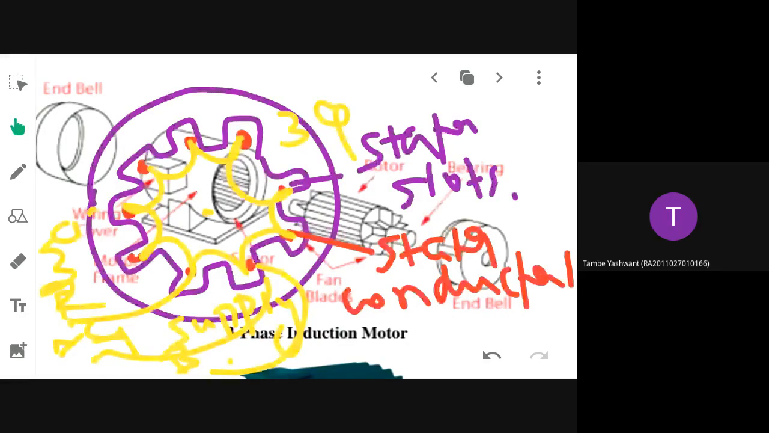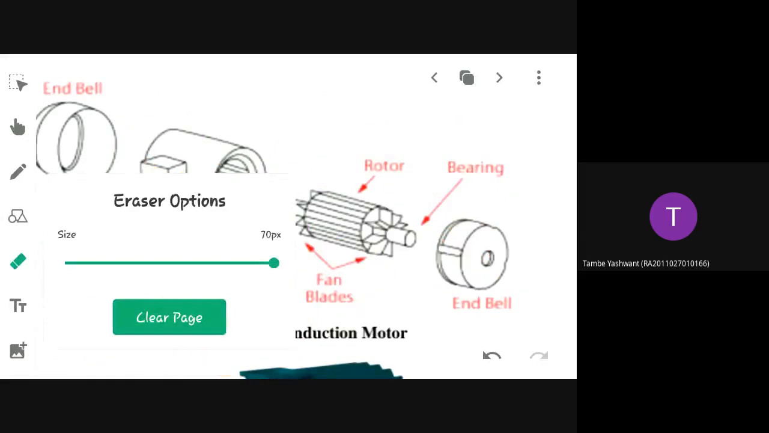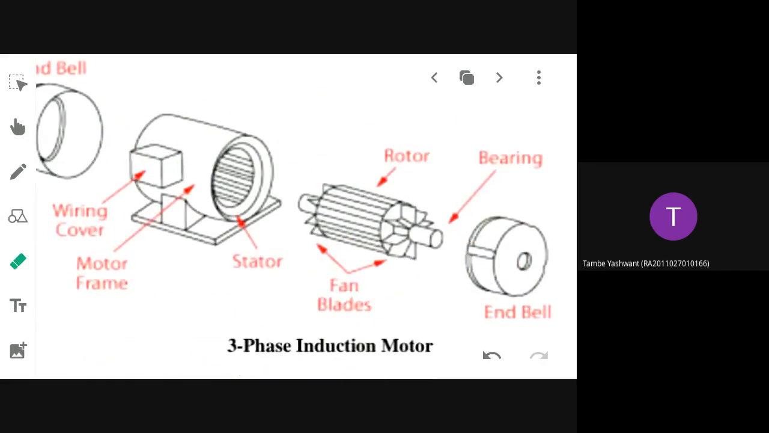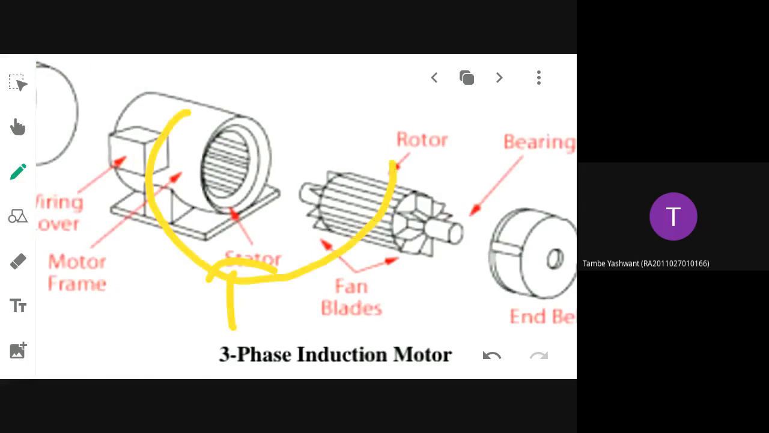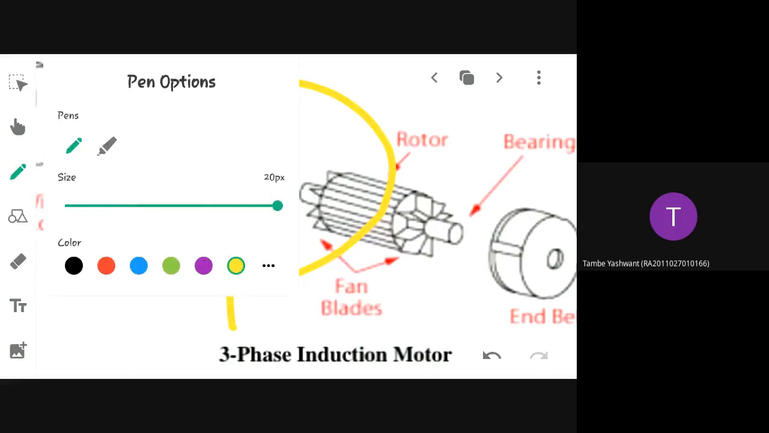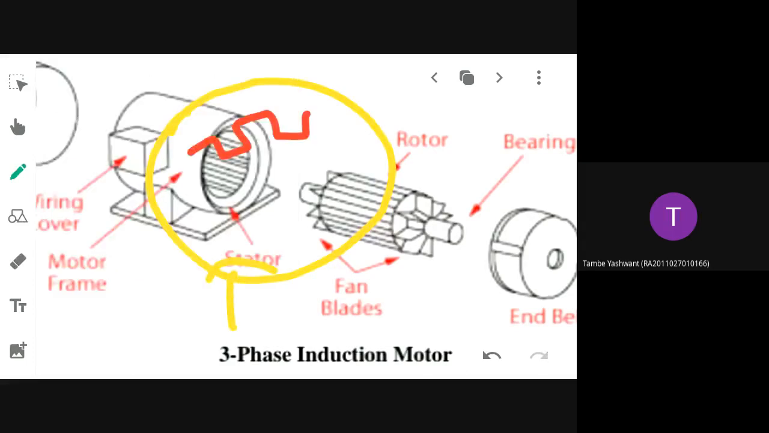This is all about stator, not rotor. Again, this is your stator. So this is your frame, the magnetic frame. And in the inner periphery, you will be having so many openings. This is your inner periphery.